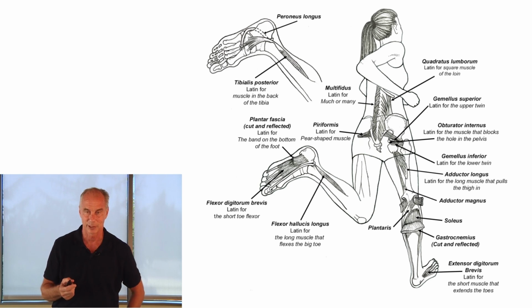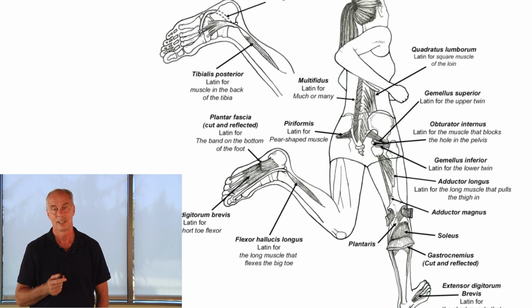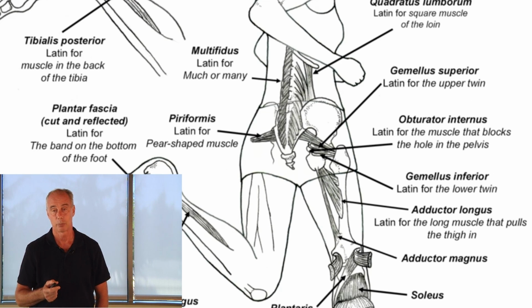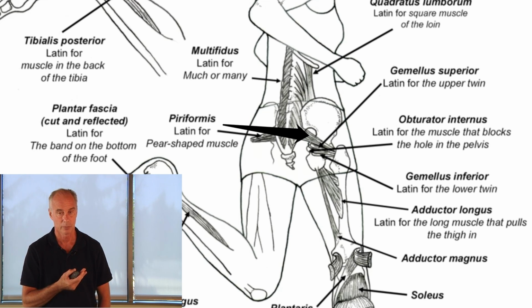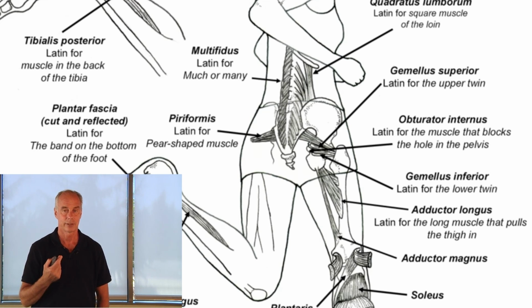I drew this picture because I wanted to show just what the deep rotators look like. Piriformis is Latin for pear-shaped, the upper rotator, and comes from the ventral or forward portion of the sacrum. Again, it stabilizes the femoral neck. And just below that is the obturator internus, obturator externus, gemellus inferior, gemellus superior. The obturator internus comes from inside the pelvic bowl.